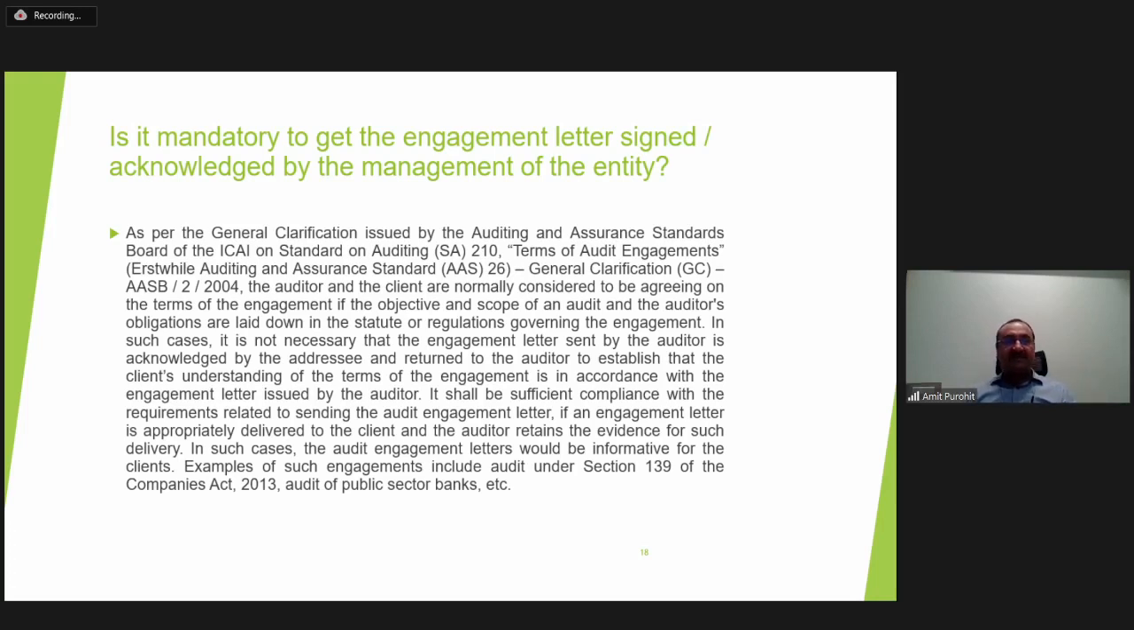So in such cases, the engagement letters would be informative for the clients. For example, such engagements would include audit under Section 139 of the Companies Act, and audit of public sector banks also, because the Companies Act clearly codifies the responsibilities of the auditor and the responsibility of the management. So if the management does not sign, it is fine, but the auditor needs to have the evidence that it has shared the engagement letter with the management and has got the proof of sharing. However, in all cases, we should endeavor to get the signature of the management on the audit engagement letter, because it is like an agreement between the two parties.